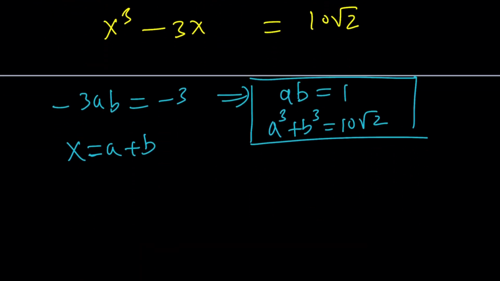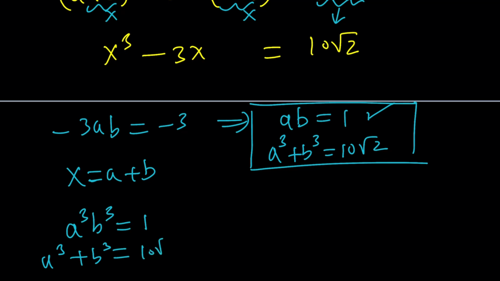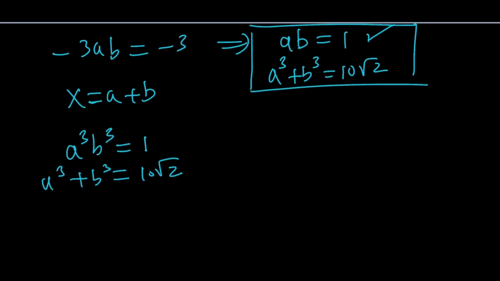Okay, let's get to work. To be able to solve the system, I'm going to cube the first equation. A cubed b cubed equals 1, and a cubed plus b cubed is equal to 10 root 2. Now, if you're able to find two numbers whose product is 1 and whose sum is 10 root 2, go ahead right away and find them. If you can't find them right away, then you need to solve a quadratic equation. Let me show you how the quadratic equation is solved, but finding the numbers is not that hard in this case either. Let me show you some tricks.